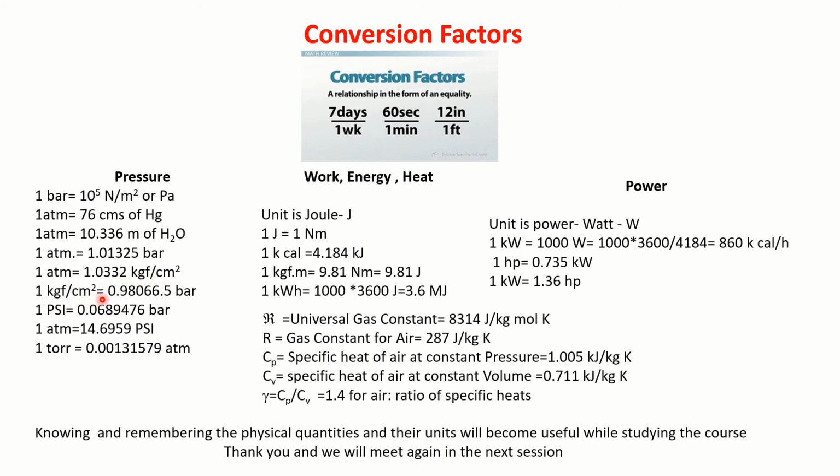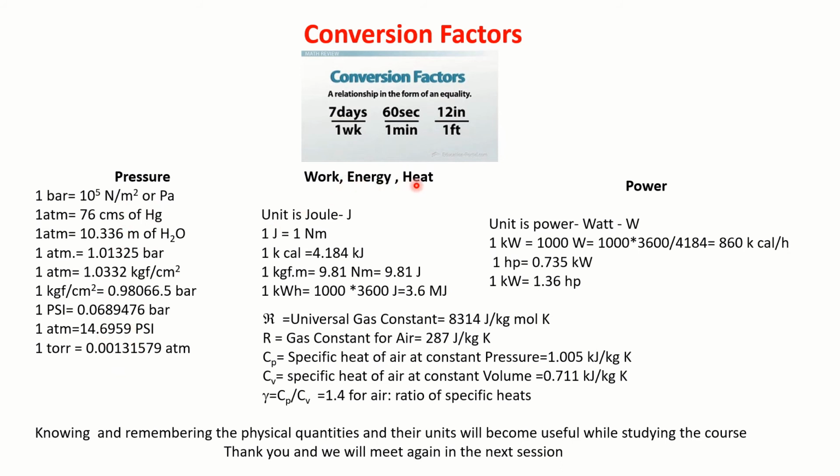Or 1 kg force per centimeter square is 0.980665 bar. 1 psi, pounds per square inch, is nothing but 0.0689476 bar. 1 atmosphere is equal to 14.6959 psi. 1 torr is equal to 0.00131579 atmosphere. Thus pressure can be expressed in different units.